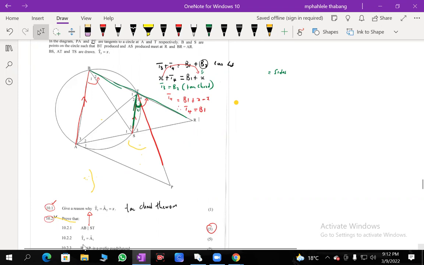I can never prove it. Prove that T4 equals A2. Prove that T4 equals B1. Again? Prove that T4 equals B1.